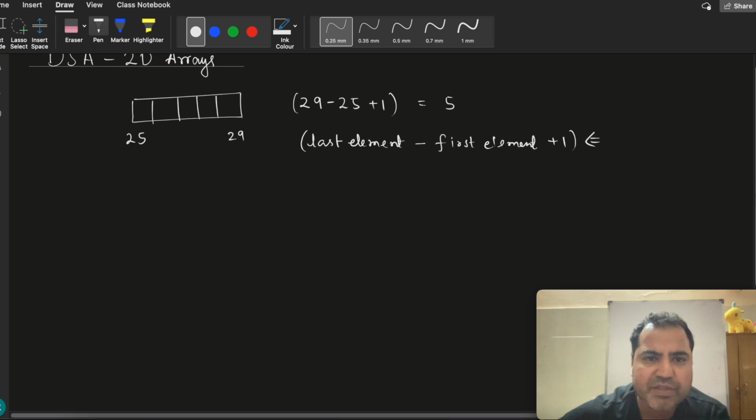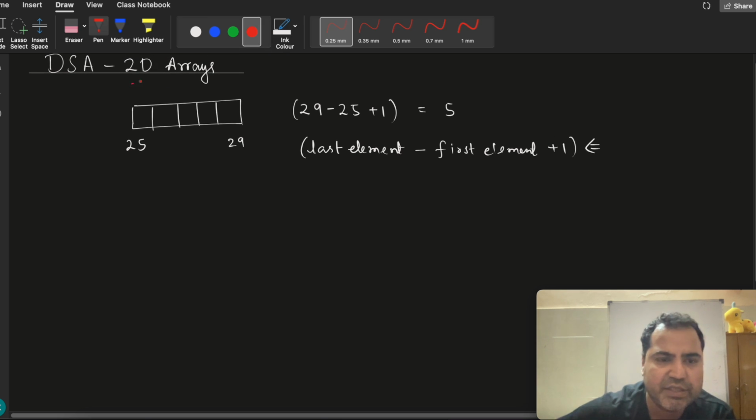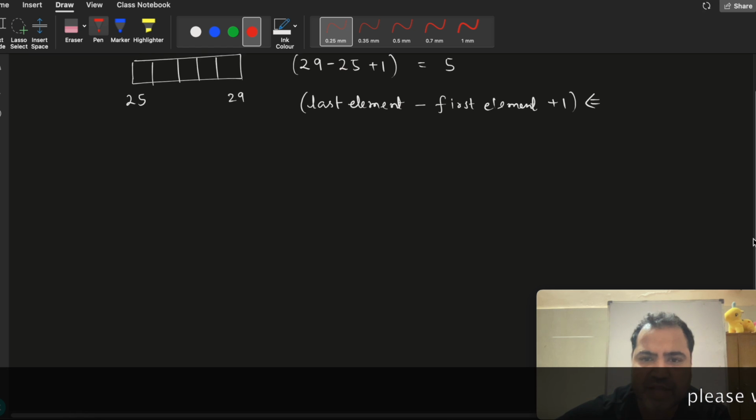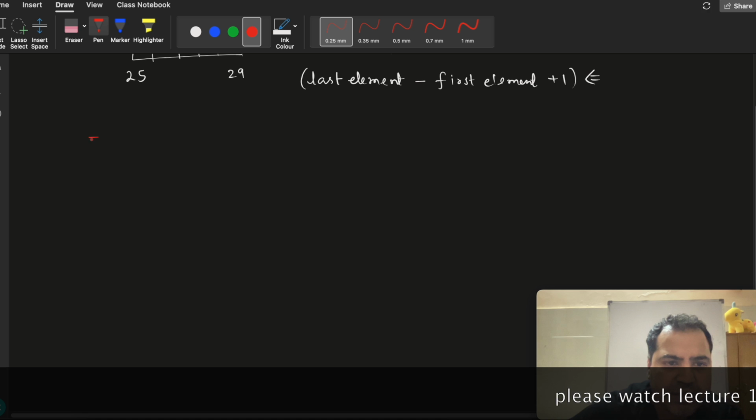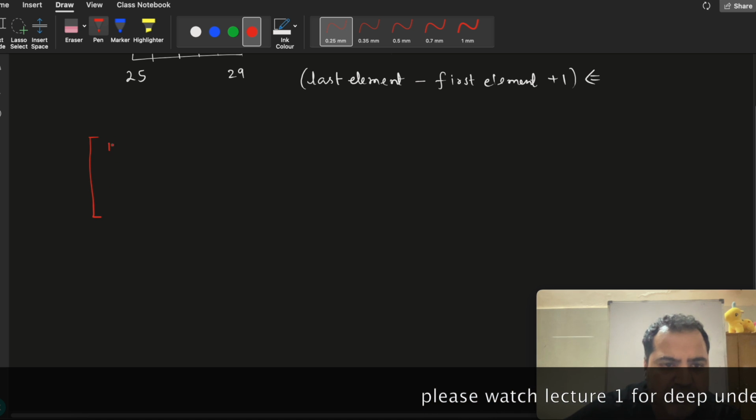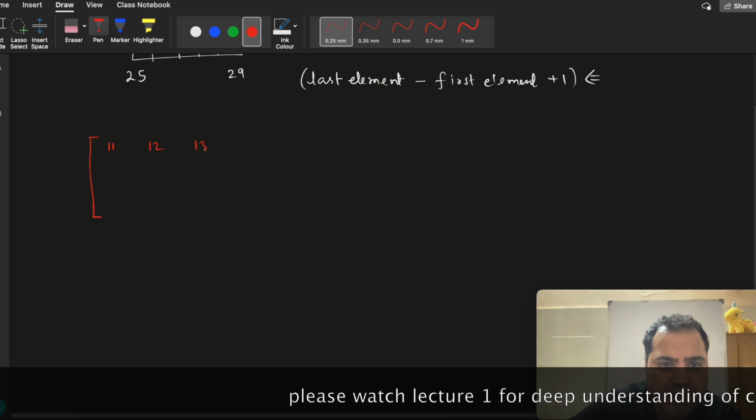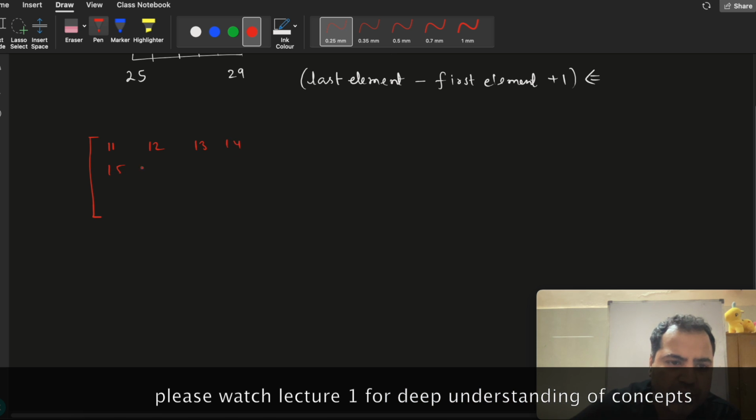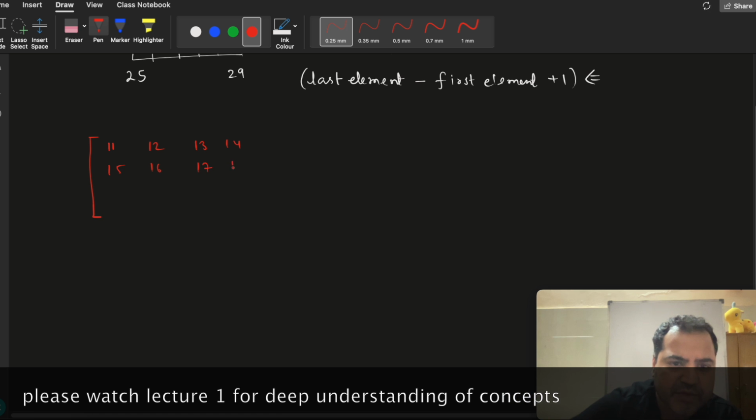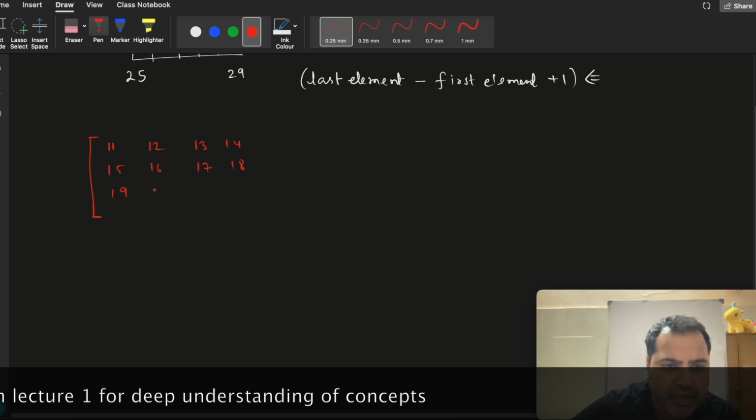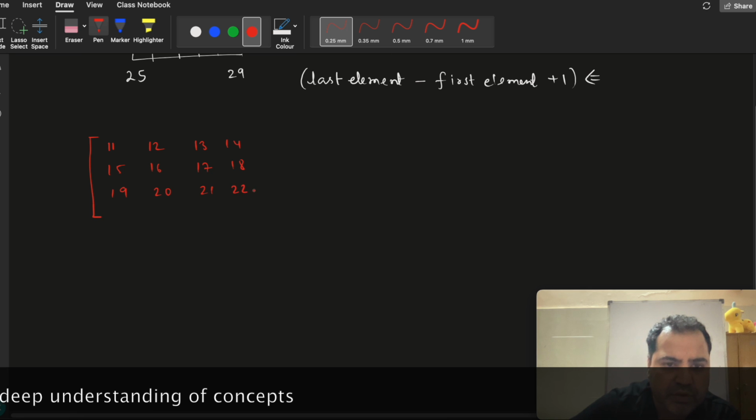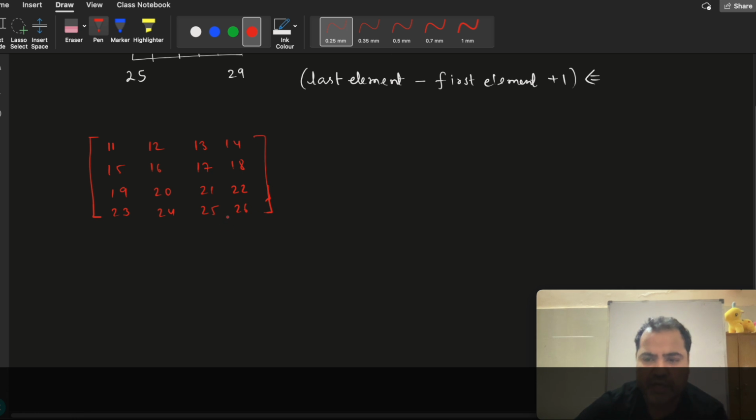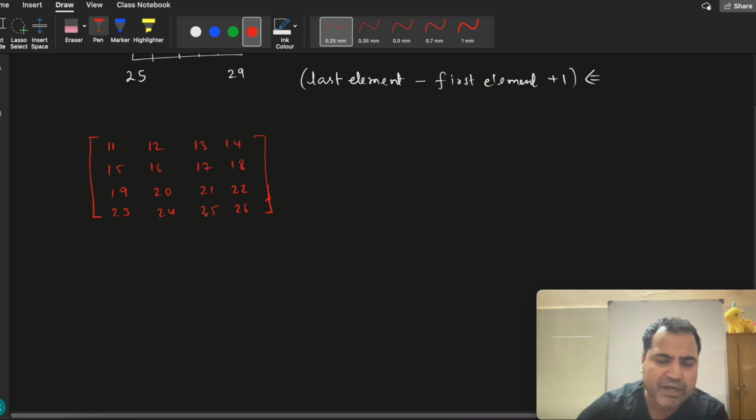Okay, so now I will start with 2D arrays. Say I have elements 11, 12, 13, 14, 15, 16, 17, 18, 19, 20, 21, 22, 23, 24, 25, 26. So this is like 4 cross 4. In mathematics we have read about matrices, so it looks like this only.